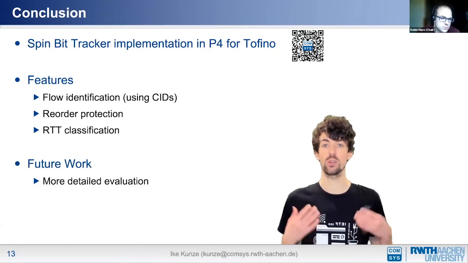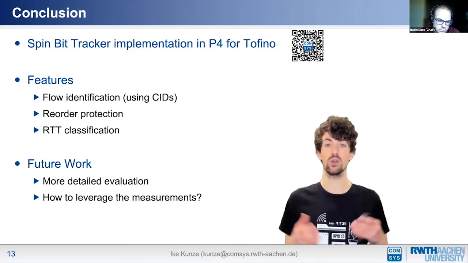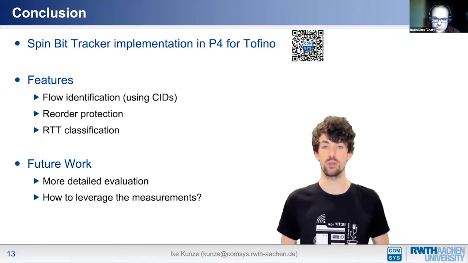For future work, we would love to get a more detailed view on certain aspects of our prototype, for example, the impact of different reordering thresholds. Additionally, we would then also like to dig into how exactly we can leverage the measurements for additional tasks, such as network troubleshooting. Thank you very much.